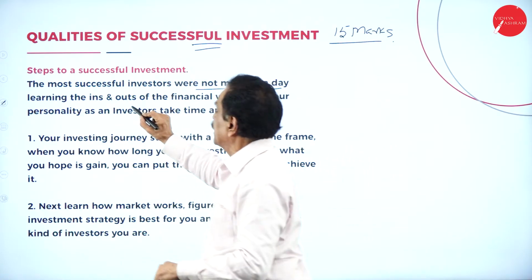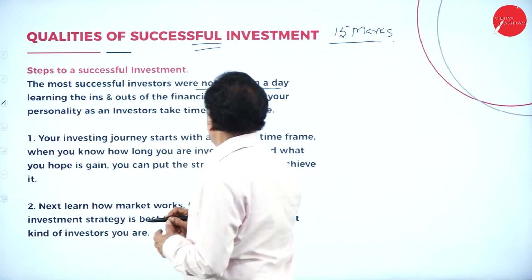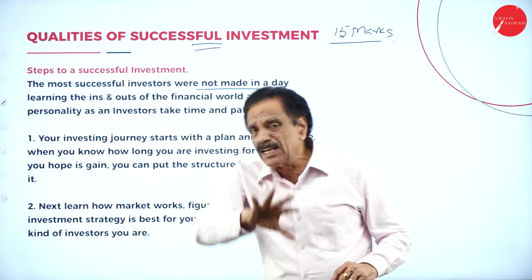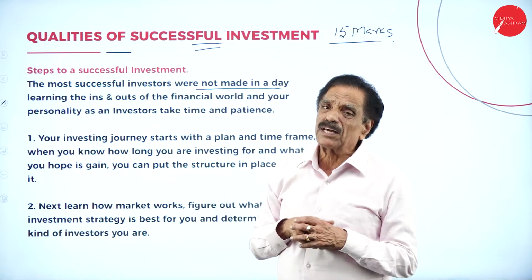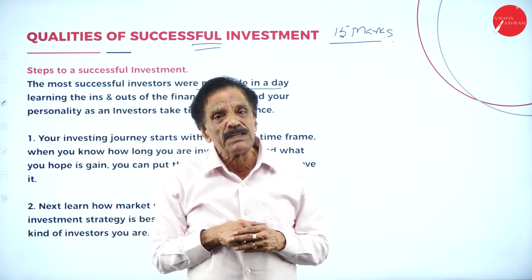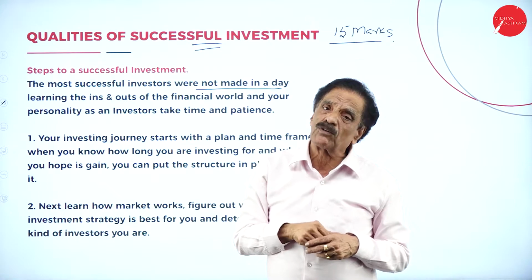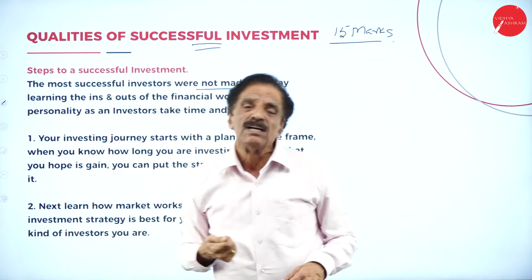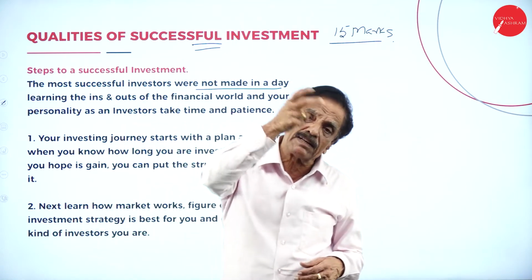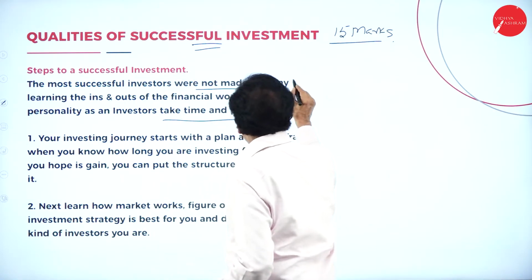Then, learn the ins and outs of the financial world and your personality as an investor; take the time and patience. Here, patience gives the reward, most important. When you put the investment in the business, you have to understand what is the in and what is the out of the investment: what is the cash inflow, what is the cash outflow, how much profit we are going to get, which market we have to choose, where the money can flow in, where the money can flow out. That's called ins and outs. You must have it. It takes time because it is not made in a day.